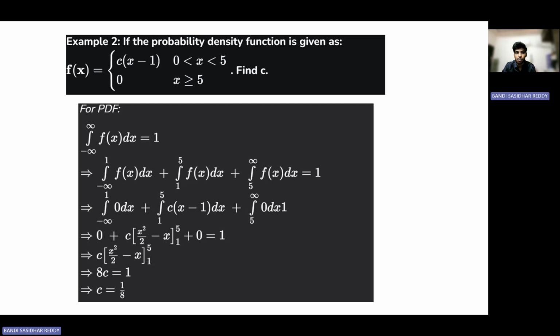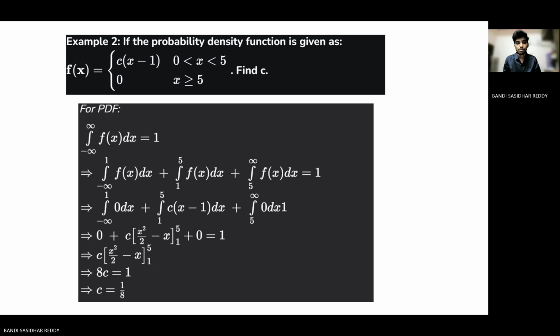Let's discuss some problems. See here, if the probability density function is given as f_X(x) equals c into (x minus 1) over the interval 0 < x < 5, and 0 otherwise, find c. As we discussed at property 2, the total area under the probability density function is 1. The integral over minus infinity to infinity of f_X(x) dx equals 1.